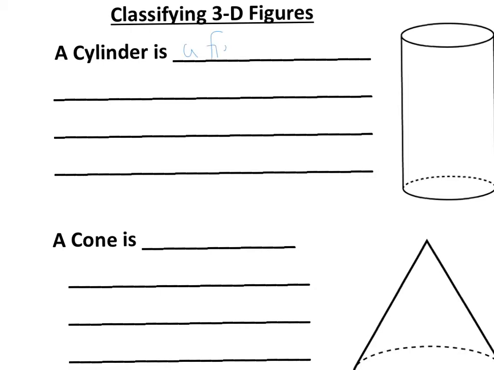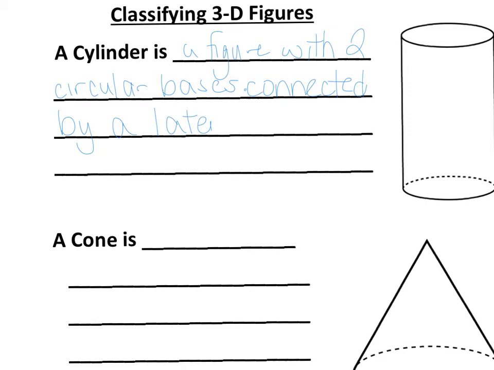A cylinder is a figure with two circular bases. Now, we don't call it a circle prism, but that's kind of what it looks like. And these two circular bases are connected by a lateral surface, meaning the round part on the side. So if you think about a soup can, the lateral surface would be like the label on a soup can. It doesn't cover the top and the bottom, the two circle parts, but it does wrap all the way around.